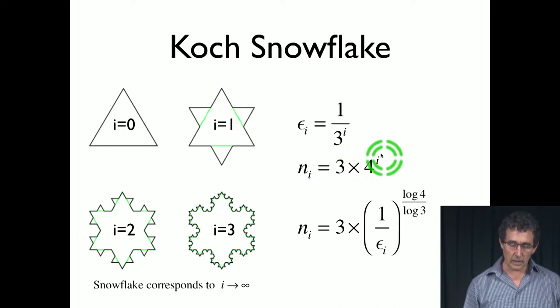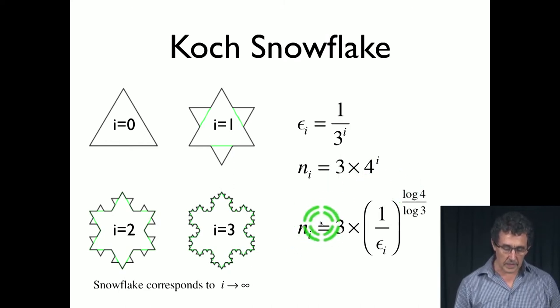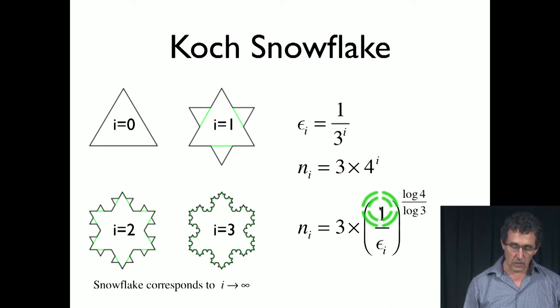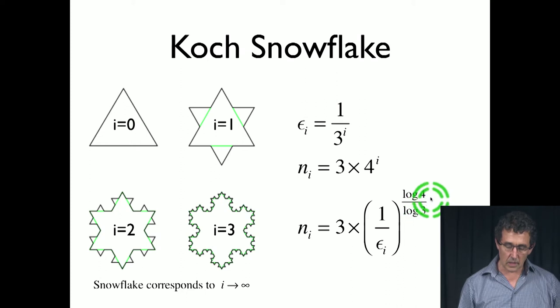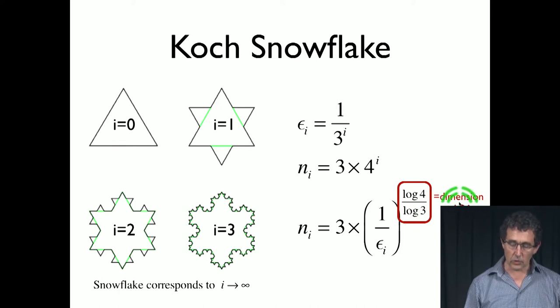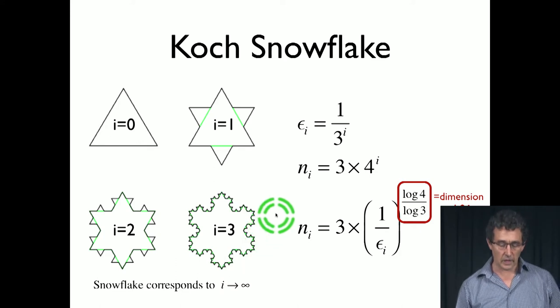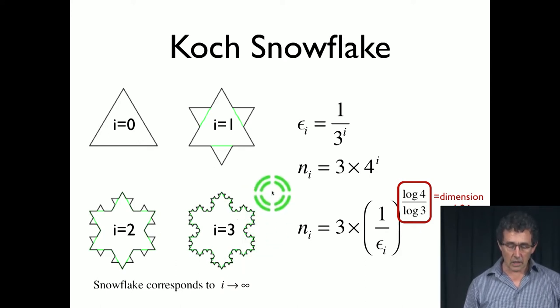Okay, so we have 3 times 4 to the i, and so then we can say that N_i relates to 3 times 1 over epsilon raised to the power of log 4 divided by log 3. So this is a strange thing because it is larger than 1 but smaller than 2. Okay, so it's essentially 1.26. So we can say that the dimension of the Koch snowflake, the circumference of the Koch snowflake, is 1.26. It's actually bigger than that of a line and smaller than that of the two-dimensional object itself. But it is not just one-dimensional.